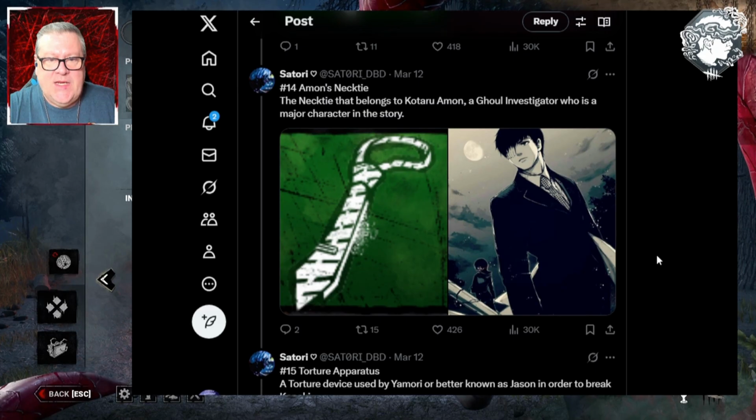Number 14, Amon's necktie, the necktie that belongs to Kotaro Amon, a ghoul investigator who is a major character in the story. Yeah, he battles with Kaneki.